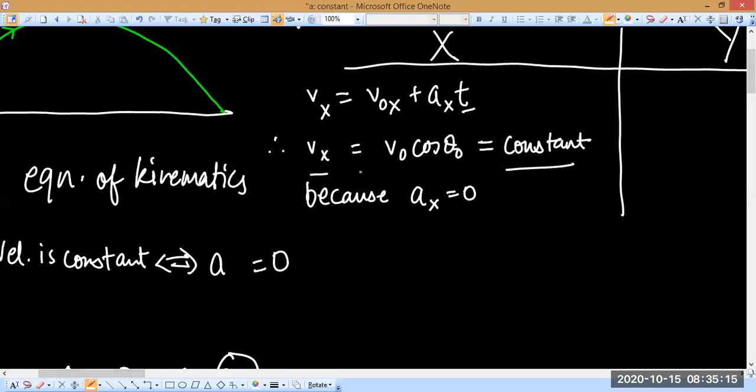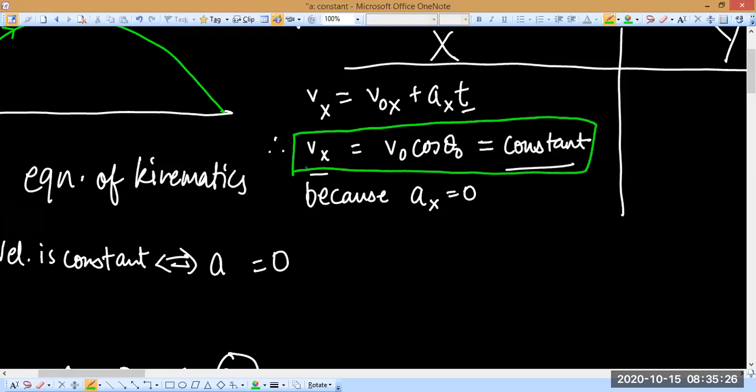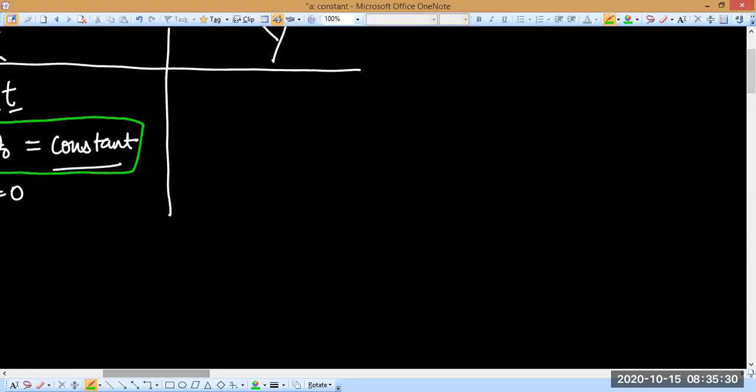Okay, so vx is constant because ax is 0. Okay, I'll tell you, this is again very important to remember, right? This is important to remember. Right, now let's do the other part.